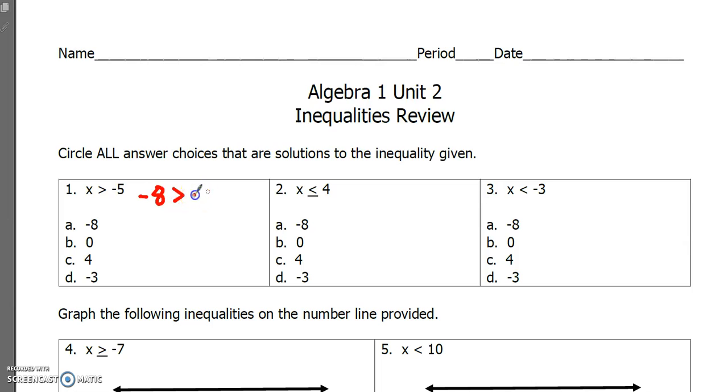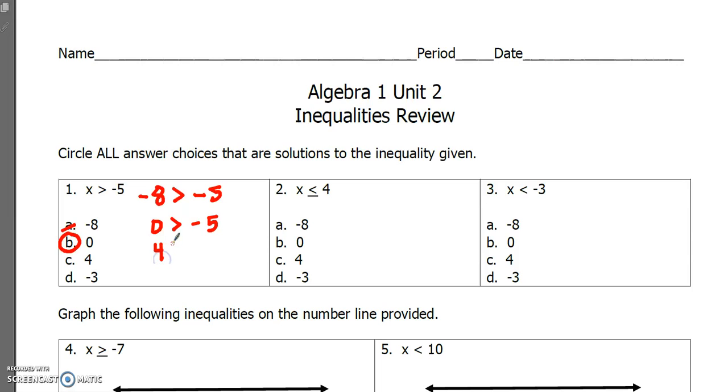So my first one is saying -8 is greater than -5. Is that true? No, that's not true. How about the next one? It'd be 0 is greater than -5. Does that make a true statement? Yes. So B would be a correct choice.